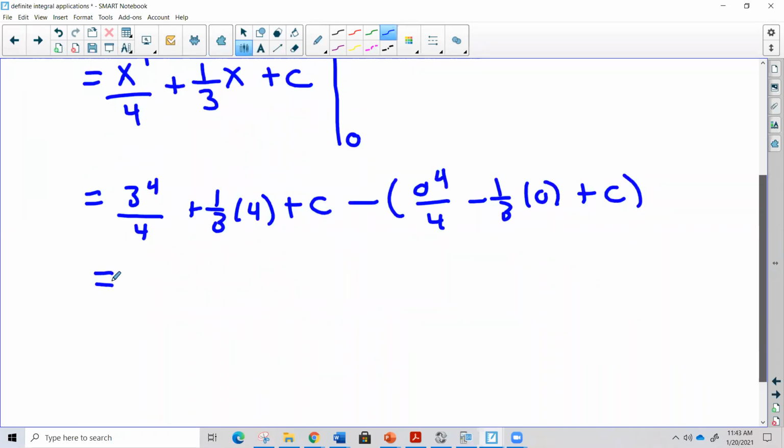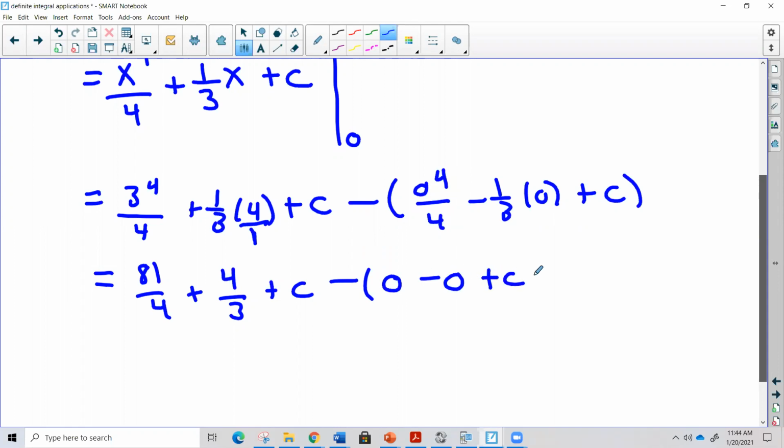So if we simplify, 3 to the 4th is 3 times 3 times 3 times 3, which is 81. I'm just going to leave it for now as 81 over 4. 1/3 times 4, this is like 4 over 1. So 1 times 4 is 4, 3 times 1 is 3. Still have plus c. Minus, okay, 0 to the 4th over 4 is 0. 1/3 times 0 is 0. Okay, 0 minus 0 is 0. 0 plus c is just c.